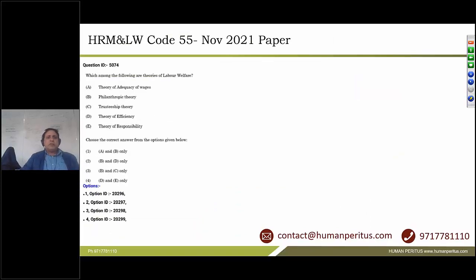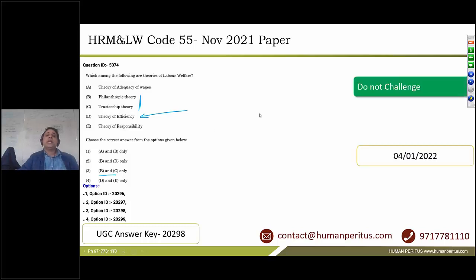Okay, next one, which of the following are theories of labor welfare? So what is the answer key which is given by NTA? The answer key which is given by NTA is 20298, which is option C, which is B and C. B and C are trusteeship theory and philanthropic theory. Definitely they are theories of labor welfare, although D is also a theory of labor welfare. So a better answer could have been B, C and D, but that is not one of the options. You have to choose the answer from given options only, and therefore the third option, B and C, is correct, and do not challenge this question.